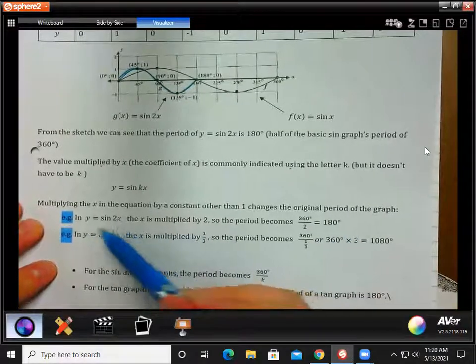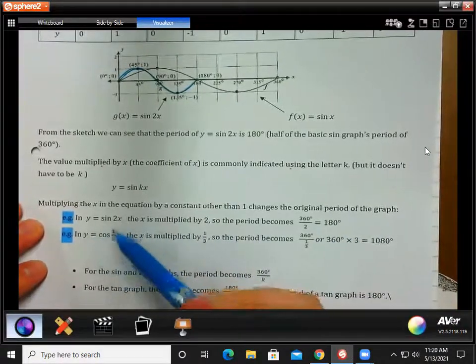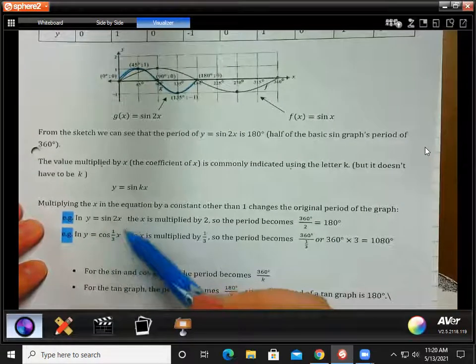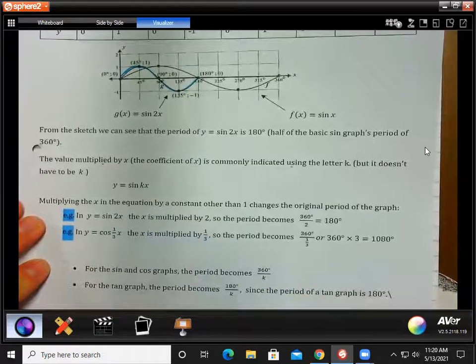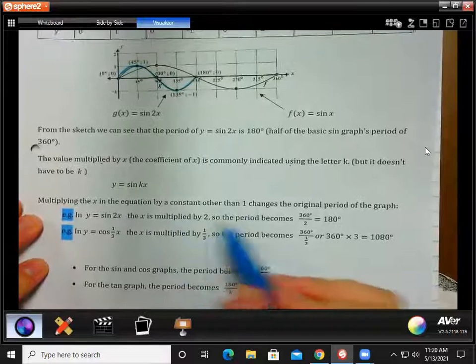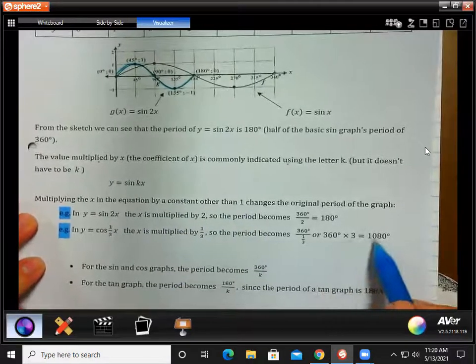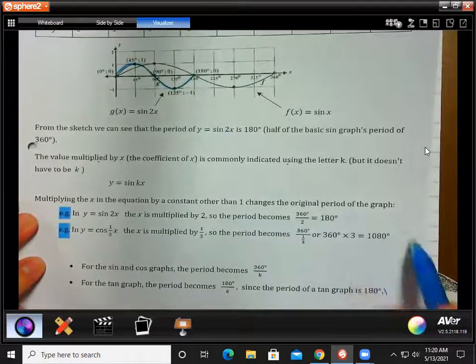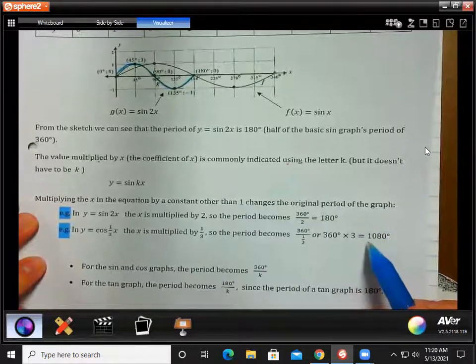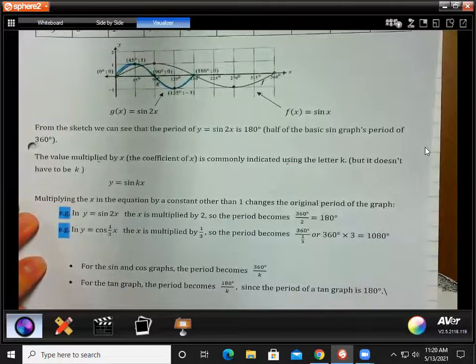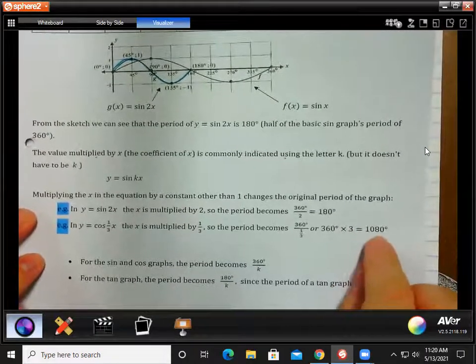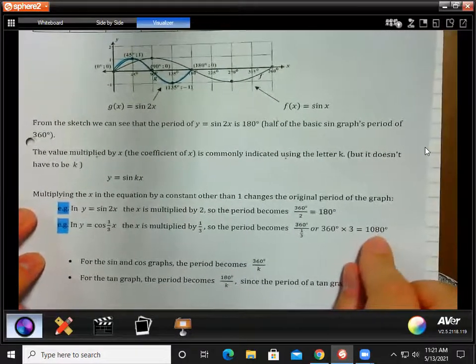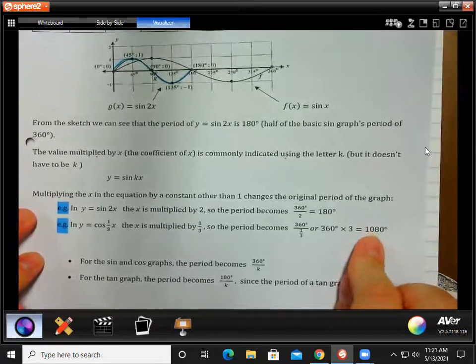Then we could also look at this one, y equals cos of a third x. Now, what is our k value here? What number is written in front of x? 1/3. Now, guys, if you were to plot values and actually draw that graph, you would see that the period would actually be 1080 degrees, which is very big. That is how long it would take for that cos graph to repeat, or to complete the full curve. So this would be the new period, all right?